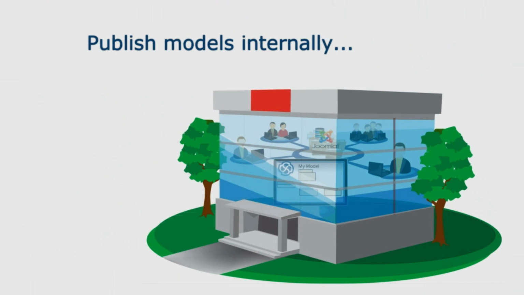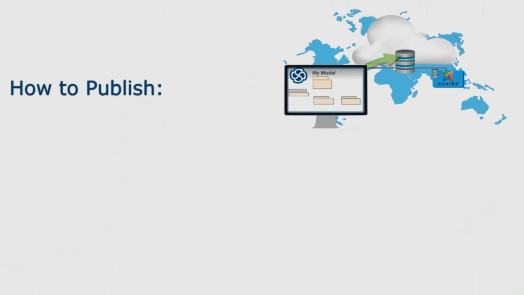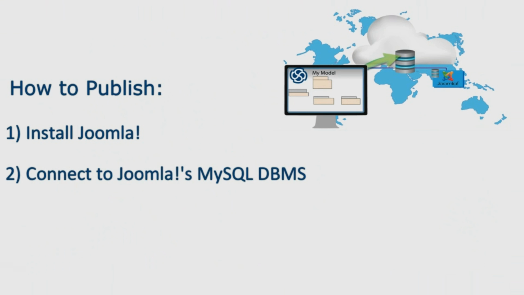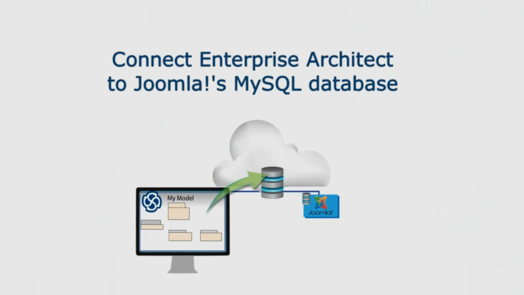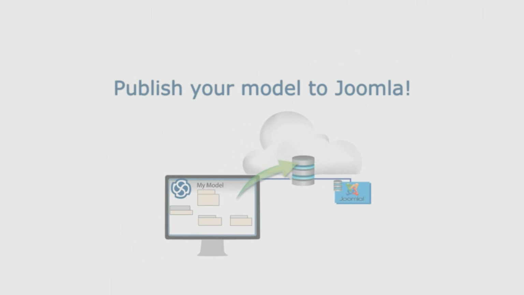So now let's step through the process of how to publish an Enterprise Architect model to Joomla. The first thing we need to do is install Joomla. The next thing we need to do is connect to Joomla's MySQL DBMS. And finally, we can publish your Enterprise Architect model directly to Joomla. So let's take a closer look at how we connect Enterprise Architect to Joomla's MySQL database. Once a connection is established, you can publish your model.